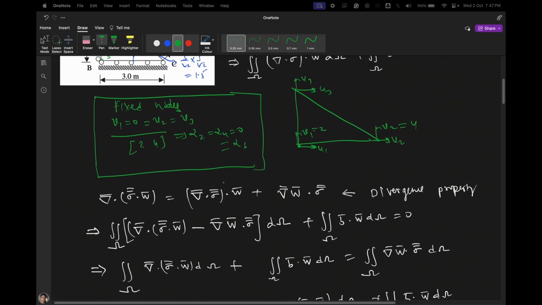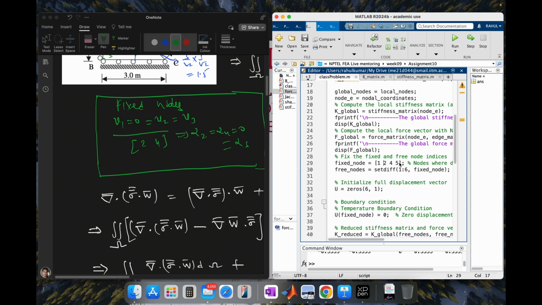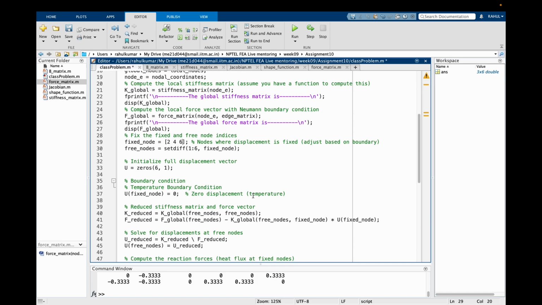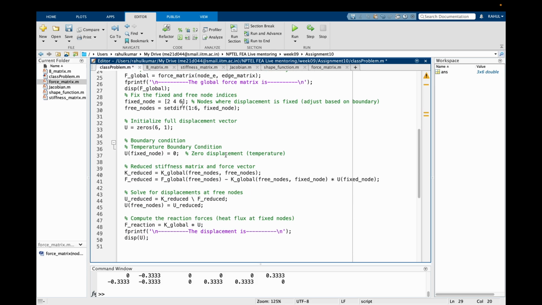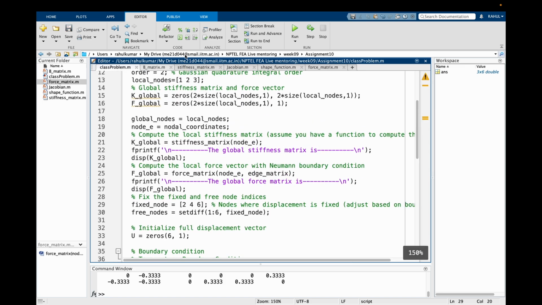So here I need to write 2, 4 and 6. They are fixed nodes, they cannot move along the vertical direction. Okay, 2, 4 and 6 are fixed nodes. We can see that there is no displacement along the fixed nodes. So now I can run this code.